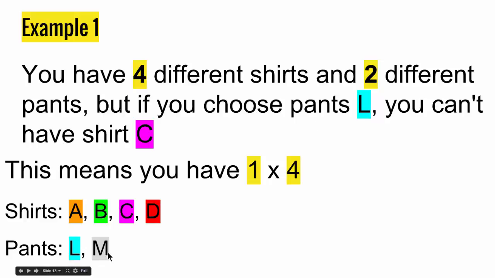So if our pants is M, we can have 4 outfits. M can be with A, with B, with C, and with D. So if our pants is M, we don't have any problem. However, if our pants is L, we cannot have C. So in that case, we have 3 options. It's 1 times 3. So L could only be with A, with B, and with D, cannot be with C. So if we choose pants L, we only have 3 options.